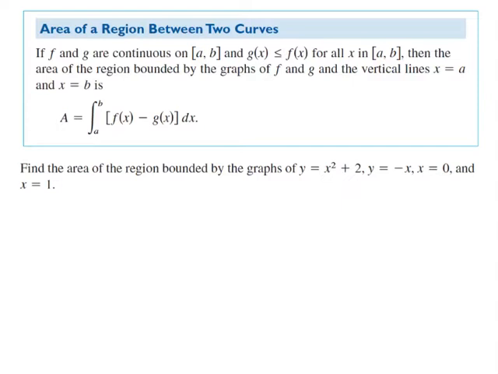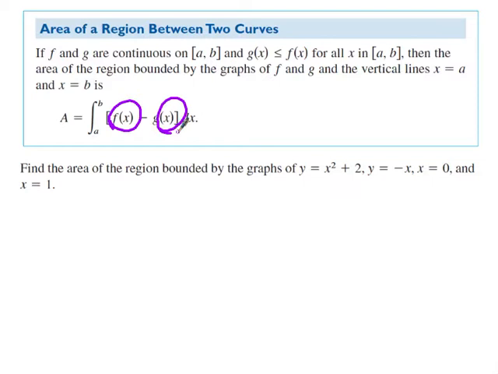It says if F and G are continuous on [A, B], and G of X is less than or equal to F of X, so that means G is under. Like in that diagram, we had F above, G below. For all X in [A, B], then the area of the region bounded by the graphs of F and G and the vertical lines X equals A and X equals B is given by the following. So basically, whatever function is on the top, or the biggest, that's what you're going to have here first. Then you're going to subtract whatever function is on the bottom.